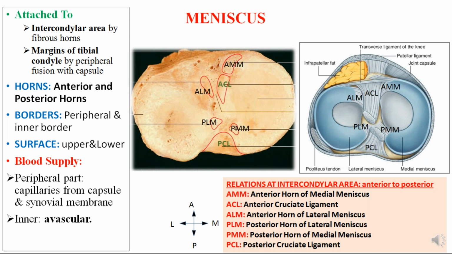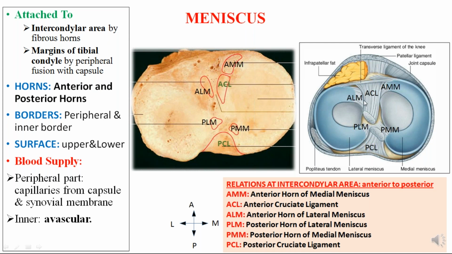As I've told you, they are attached to the intercondylar area through their horns. Now, as we go from anterior to the posterior part of the intercondylar area, we can see some relations which are very important for you. So these are the relations at the intercondylar area from anterior to posterior. The first impression on the anterior intercondylar area on the medial side is that of the anterior horn of the medial meniscus. Just behind that, there is an attachment of certain ligaments. I'll come to that later.